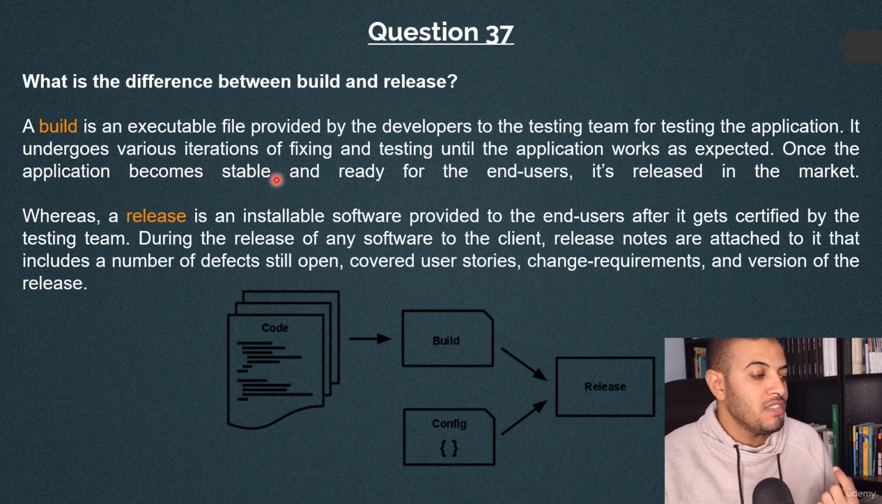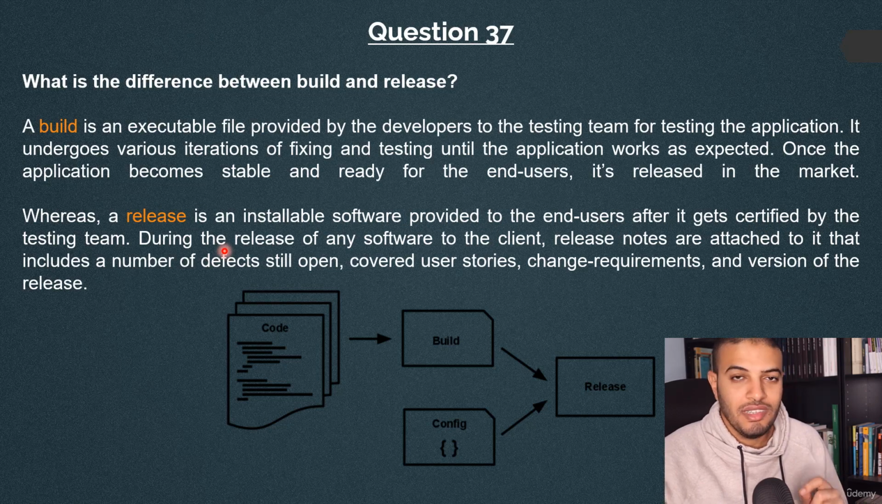Once the application becomes stable and ready for the end user, it's released in the market. So the build is not released to the market. On the other hand, we have the release. And the release is an installable software provided to the end users after it gets certified by the testing team.